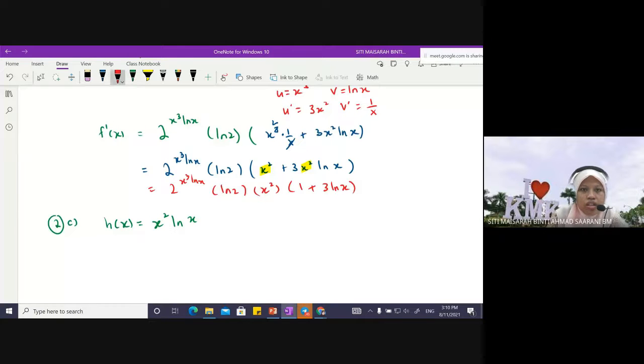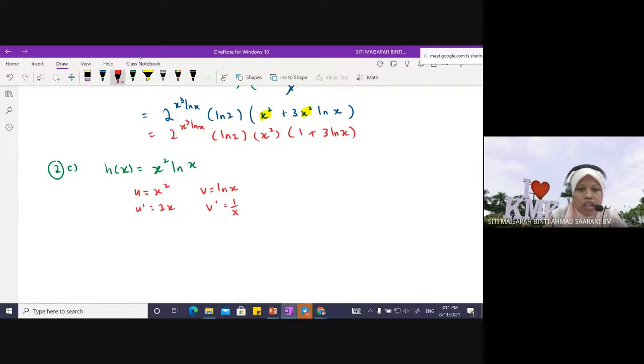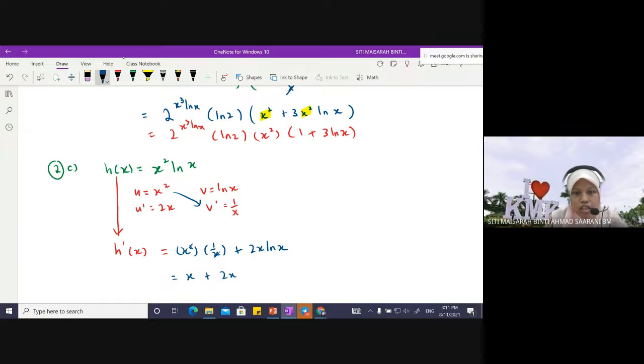Product rule: suppose u is x square, u prime is 2x, v equals ln x, v prime is 1 over x. Then after that, you substitute into the formula. Differentiating h(x) gives h prime x, which is x square multiply 1 over x plus 2x ln x. We can cancel this, so we get x plus 2x ln x.